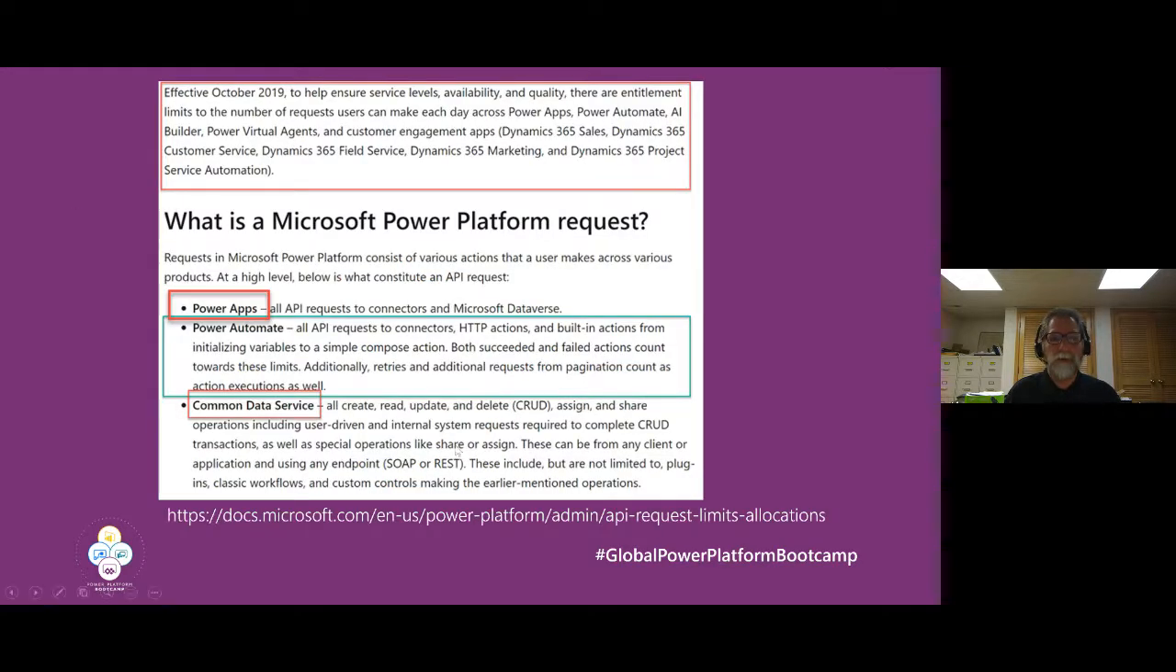So there's a document, and I've got the link here at the bottom of the page, that was pretty scary. It came out a little bit before October 2019, and it basically said, hey, if you exceed the Power Platform requests that you're entitled to, we're going to slow you down. And this is going to relate to Power Apps, Power Automate, and the Common Data Service. And we're going to count everything that you do.